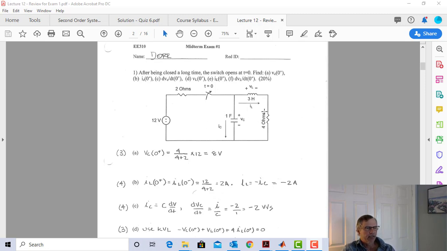I know that at t equals infinity, this switch is going to be open. And the intuitive, simple thing to say is the circuit's going to be, quote, dead. There's going to be no current, no voltage. But there are cases where that's not actually the case.